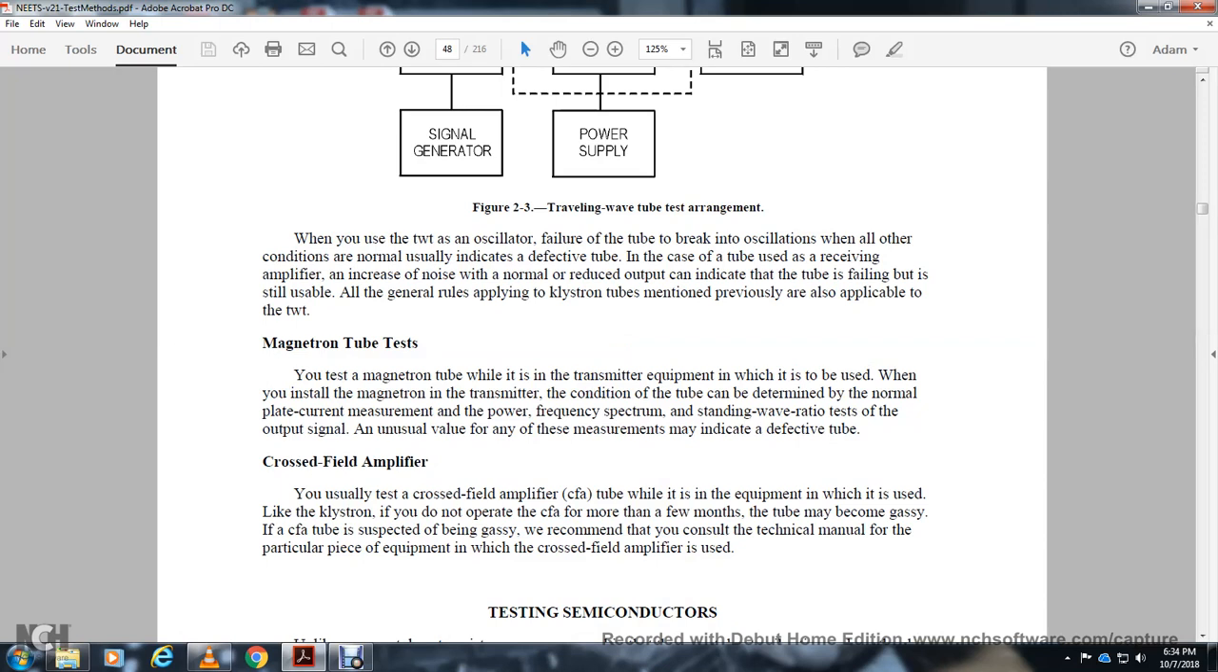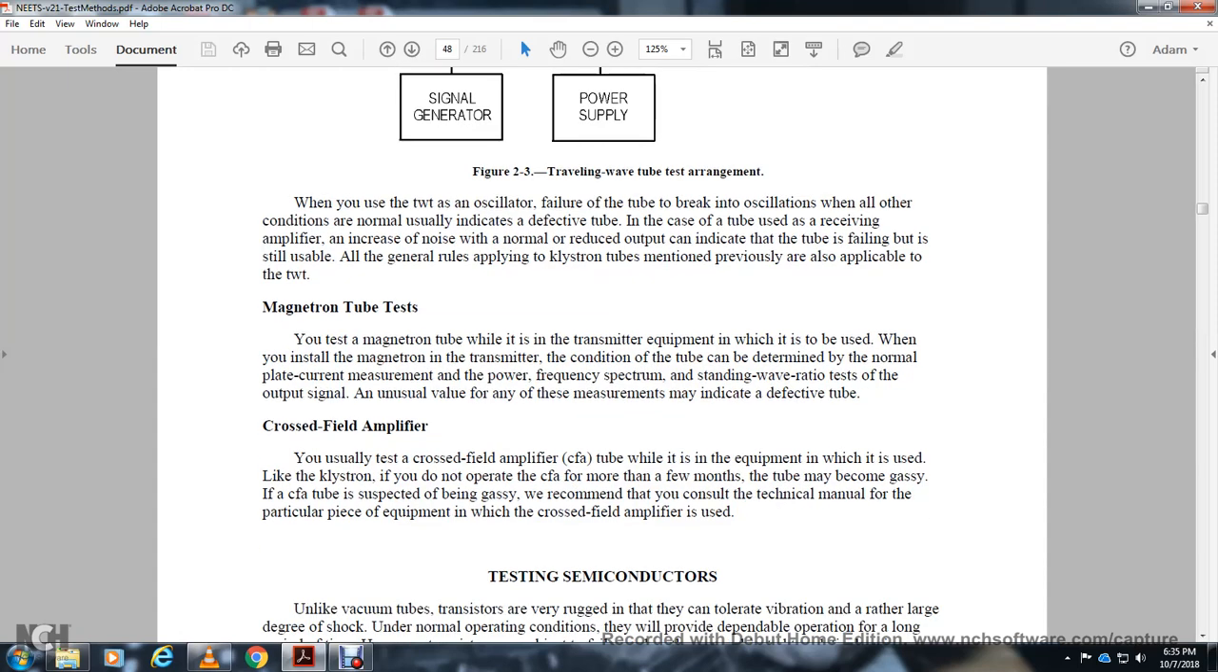Cross-field amplifier. You usually test the cross-field amplifier too. Equipment that does not operate the cross-field amplifier for more than a few months may cause the tube to become gassy. If you suspect a cross-field amplifier tube of being gassy, we recommend that you consult the technical manual for the particular piece of equipment and cross-field amplifier used.